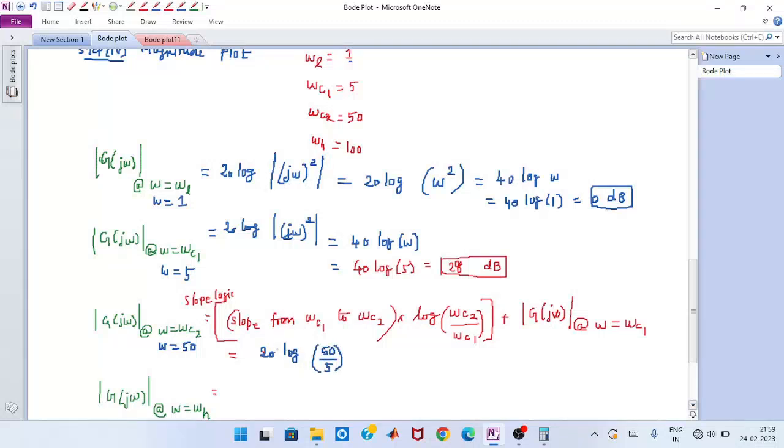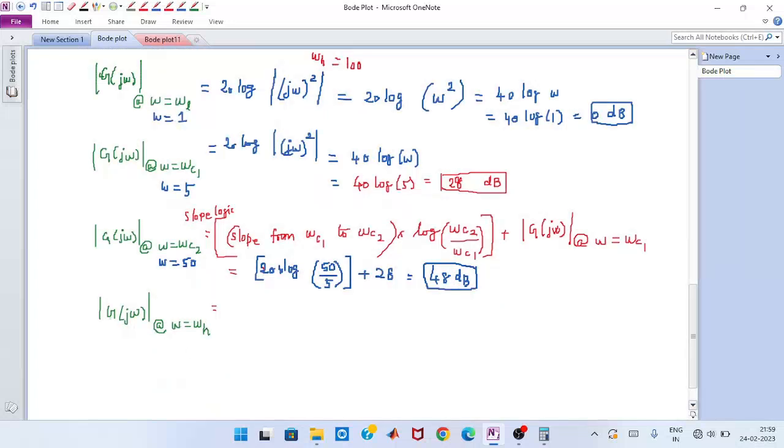This value is added with the previous one. What is the previous one? Right now we calculated that, that is 28 dB. So now I will calculate 20 log of 50 by 5. 50 by 5 is 10. So what is log 10? Log 10 is 1. So 20 into 1 is 20. 20 plus 28 is 48 dB is the answer. So this is the answer for the second case.